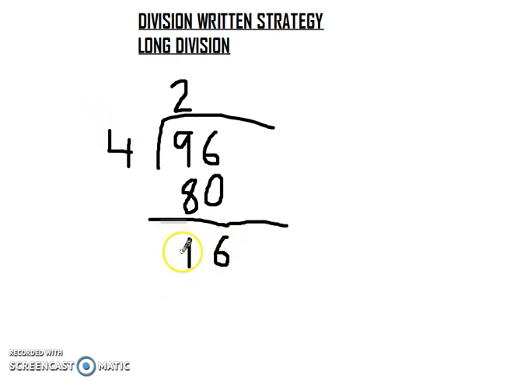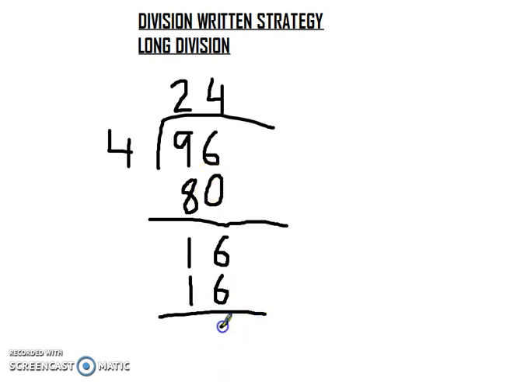I've got 1 ten. Can I share 1 ten evenly amongst 4? No, not evenly. So I ask myself now, can I share 16 ones evenly amongst 4? And the answer is yes, I can. 4 times 4 is 16. They'll each receive 4. I've shared out 16, so I put down 16.